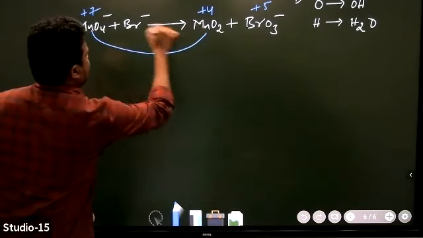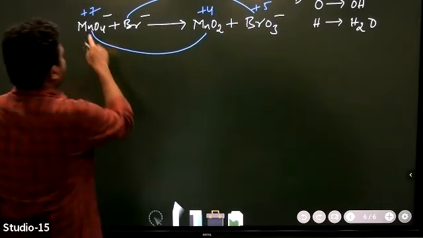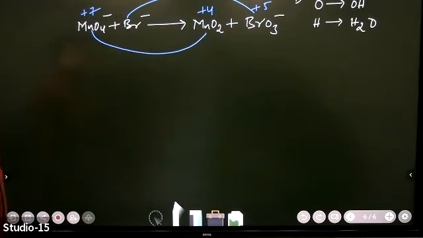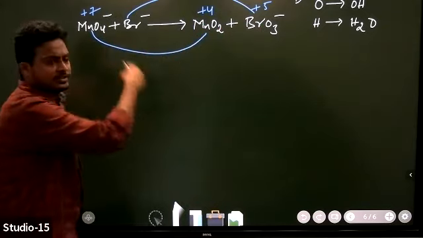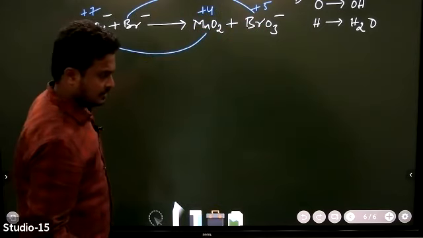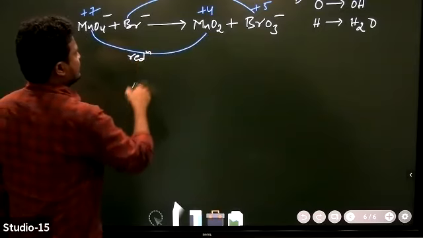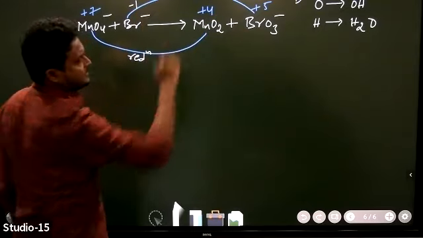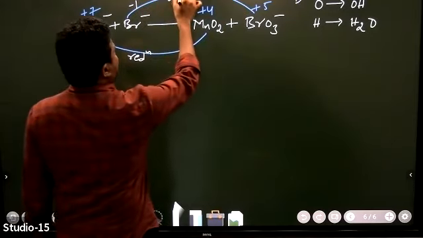From here to here, what are the changes? From MnO4 minus to MnO2, what is this change called? Does the oxidation number increase or decrease? Here the oxidation number decreases. A decrease in oxidation number is called reduction. Yes, very good. That is called reduction. Here the increase in oxidation number from -1 to +5 is said to be oxidation.